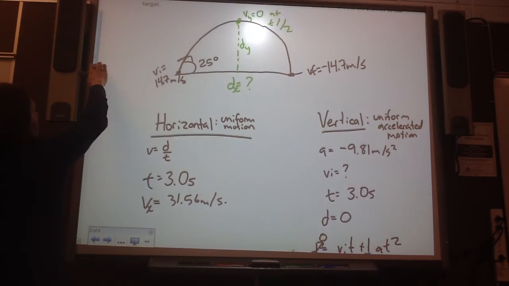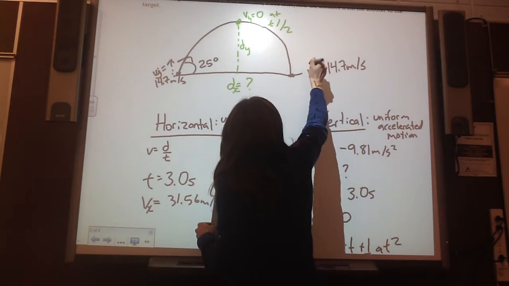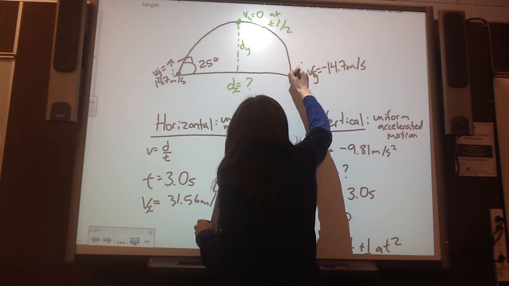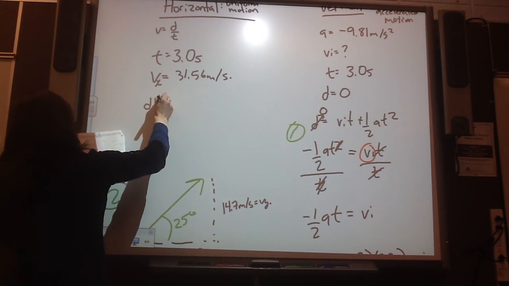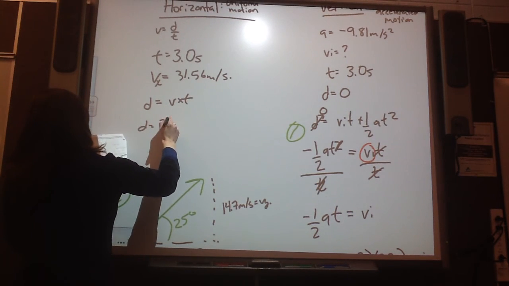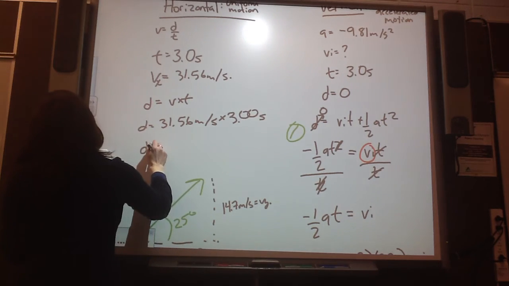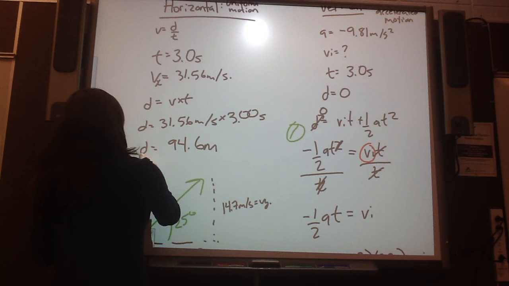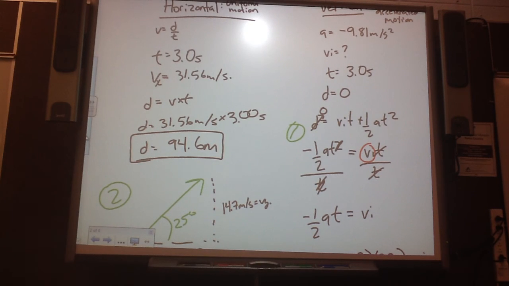And also, I just want to clarify one thing. This Vi is the Viy at that spot going up. And this Vf is the Vfy. So that's going down at that spot. Because that was our vertical information. Okay, so now d is equal to v times t. d is 31.56 meters per second times 3 seconds. So d is equal to 94.6 meters. So, this is obvious.